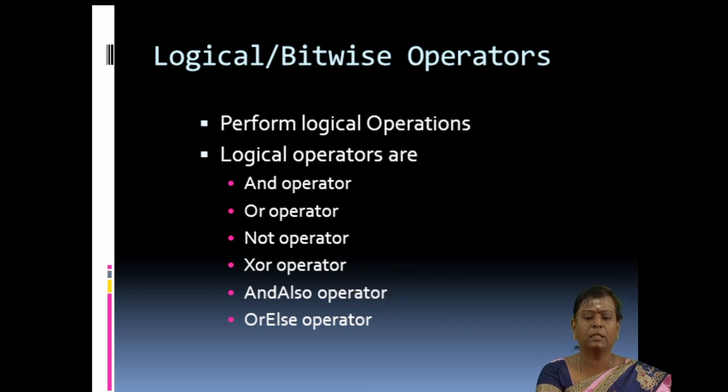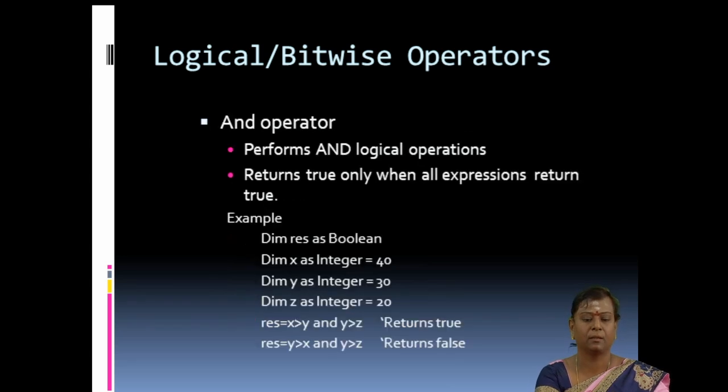Coming to the logical or bitwise operators, some of the operators are And, Or, Not, Xor, and also AndAlso and OrElse. They are used to perform logical operations, that is, two or more Boolean values can be compared.